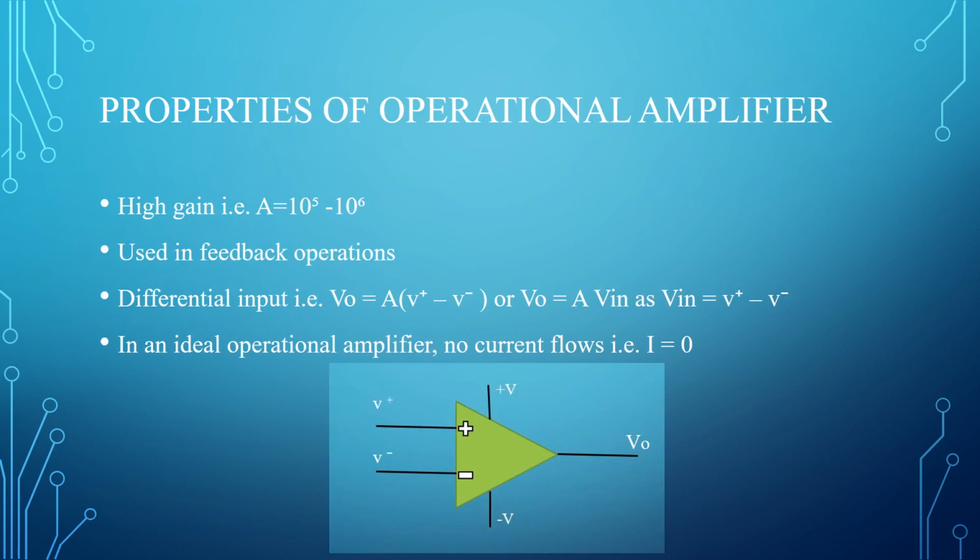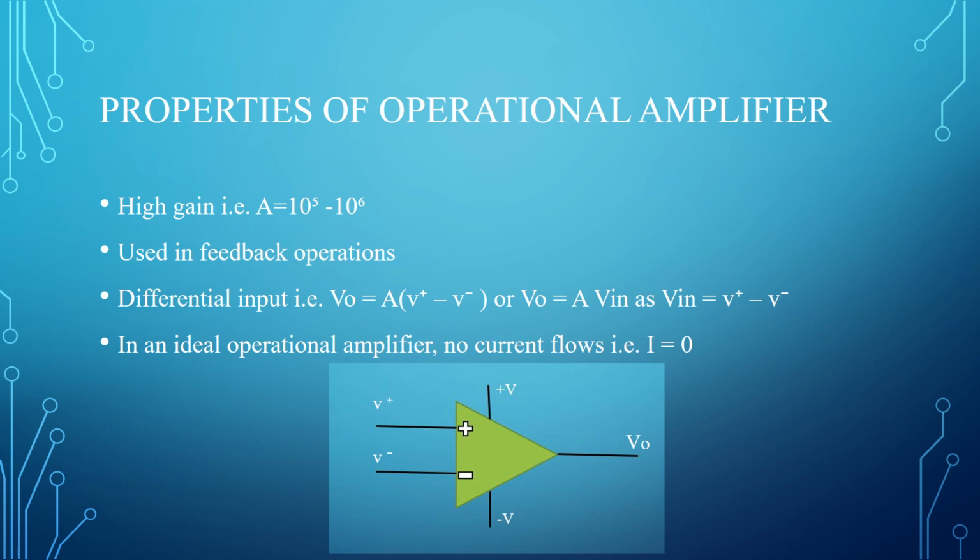Properties of operational amplifier. The first property is high gain, that is A is equal to 10^5 up to 10^6, which means that operational amplifier can be used to increase input signal up to 10^5 to 10^6 times. Secondly, operational amplifier can be used in feedback operation, which will be explained in upcoming videos.